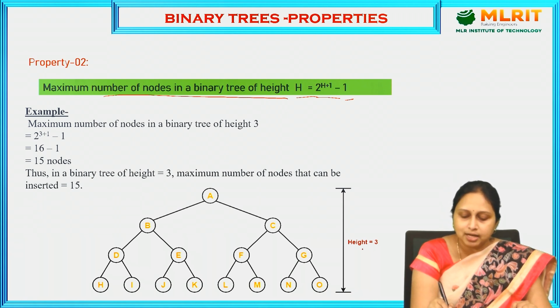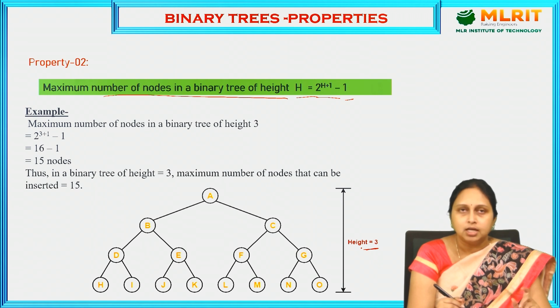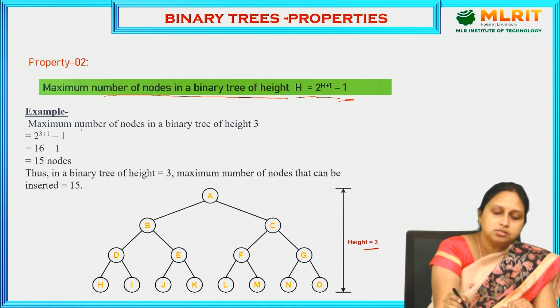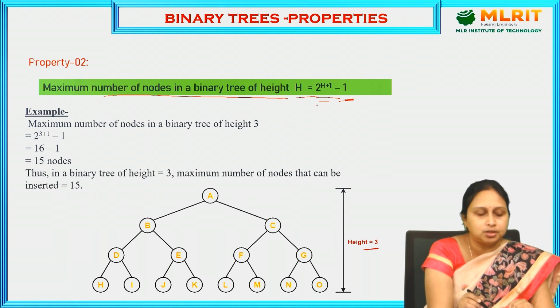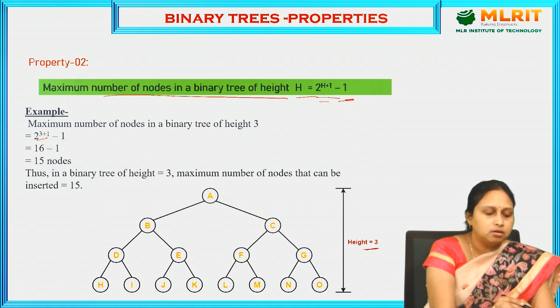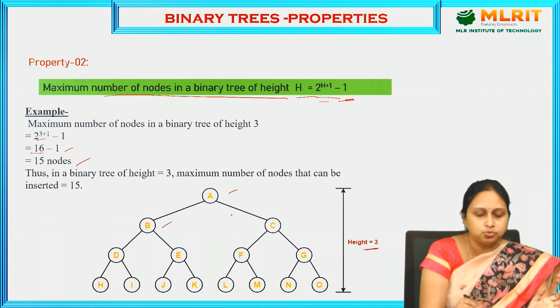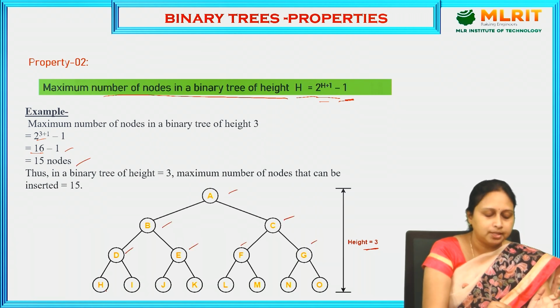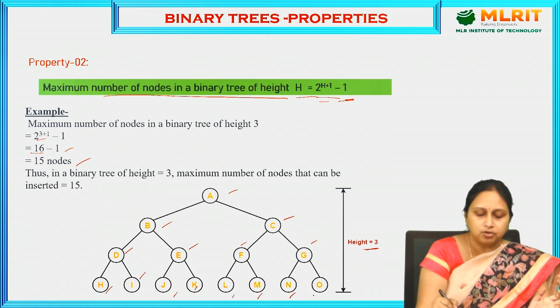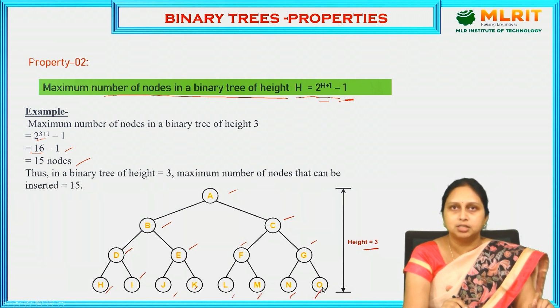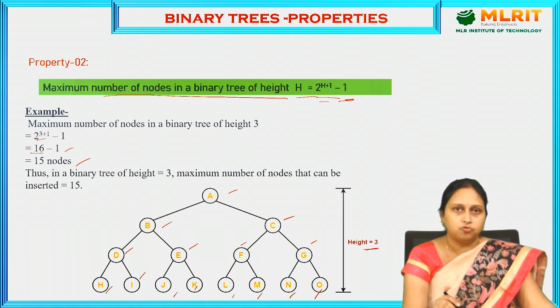For this, if the height is given as 3, then by using this formula, we can say that the maximum number of nodes that can be present in a binary tree is 15 nodes. Wow, just look here. The formula is 2 power h plus 1 minus 1, where h is 3. 2 power 3 plus 1 is 2 power 4, and 2 power 4 is 16. 16 minus 1, 15 nodes. You can check here: 1, 2, 3, 4, 5, 6, 7, 8, 9, 10, 11, 12, 13, 14, 15. Yes, totally 15 nodes are present in a binary tree with the maximum number of nodes.